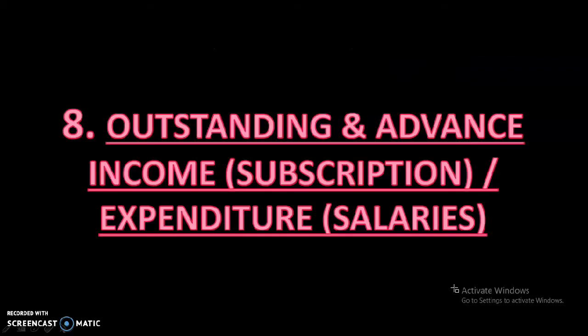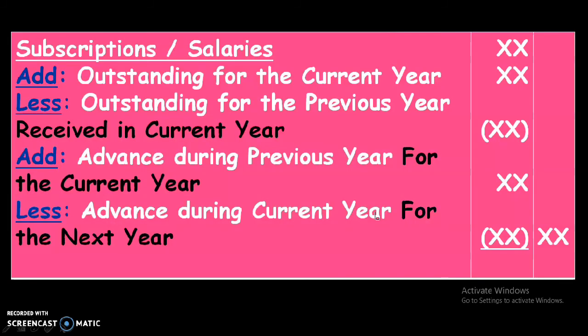The next adjustment, number 8. Very important adjustment, and this is where students usually get confused. However, if our concept is clear that when we prepare income and expenditure account, all the amounts which we write in the outer column are only pertaining to the current year, then it would not be difficult. So the adjustment outstanding and advance income, in our example we will take subscription and expenditure. We will take salaries as our example. So outstanding subscription, advance subscription, outstanding salary, advance salary. Let's see what is it about the adjustment.